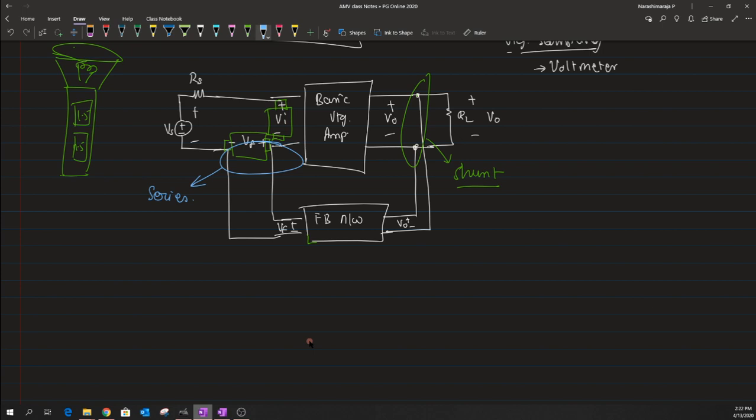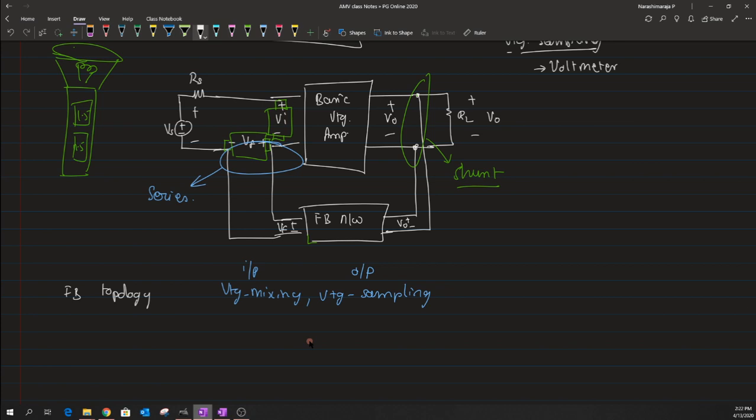So in short, I could say that this type of feedback, or the topology that we have, has a kind of connection which is known as voltage mixing and voltage sampling. The mixing part is with respect to the input, and the sampling part is with respect to the output, and this is termed as the feedback topology.